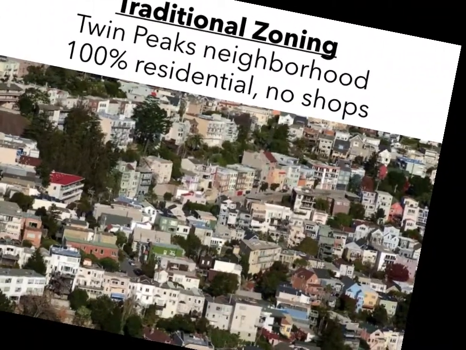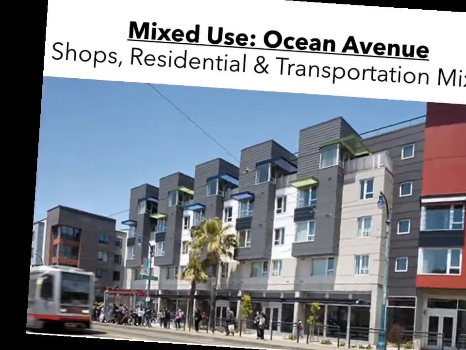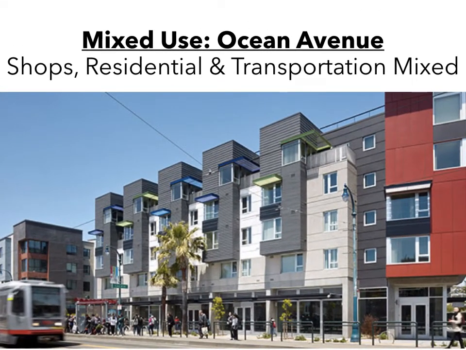Two examples are, in traditional zoning, we have a neighborhood like Twin Peaks here in San Francisco, where it's 100% residential. There's no shops, no corner stores, nothing. It's 100% homes. And we're going to contrast that with a mixed-use development on Ocean Avenue. Ocean Avenue really has always been mixed use with a mix of shops and transportation. But here's a newer development that was built on Ocean Avenue fairly recently. And again, there's a Whole Foods close by. There is transportation. There are new residences.